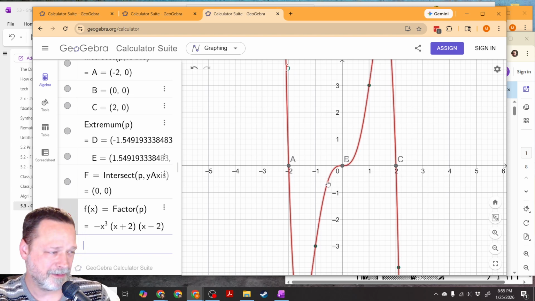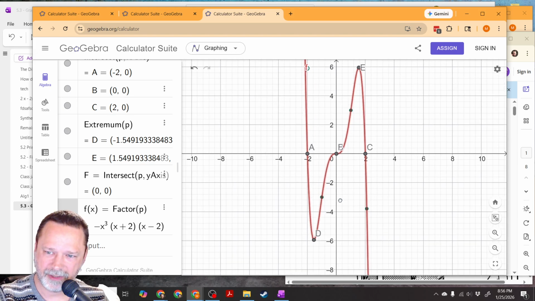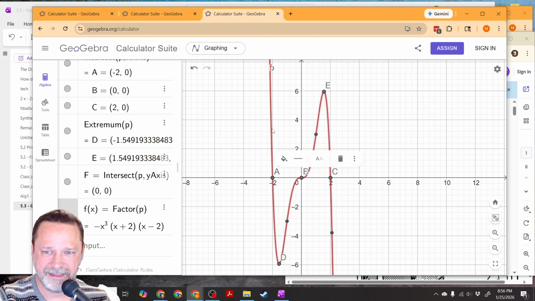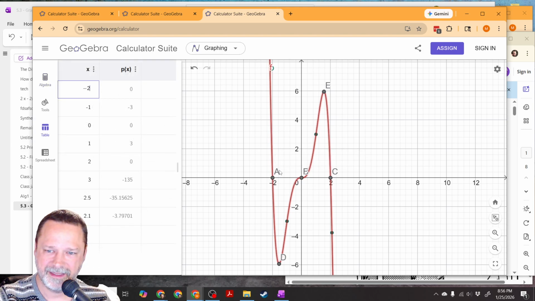And I could have been wrong. It could have been multiplicity 5. But I guess the more you do this and you look at these, the more intuition you get on that kind of stuff too. So that's it. That's how we can use technology to check our work with these guys. And if we want to see any other points, like I said, the table gets us all the points we could ever want just by typing in values for x.